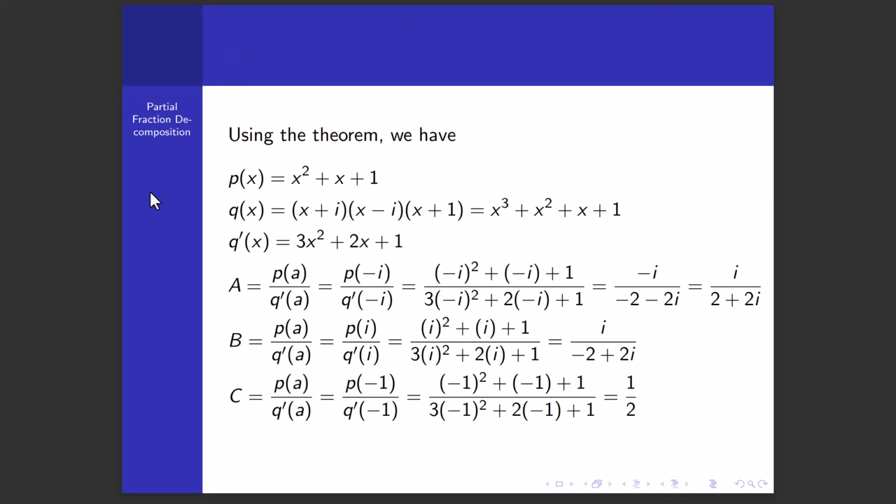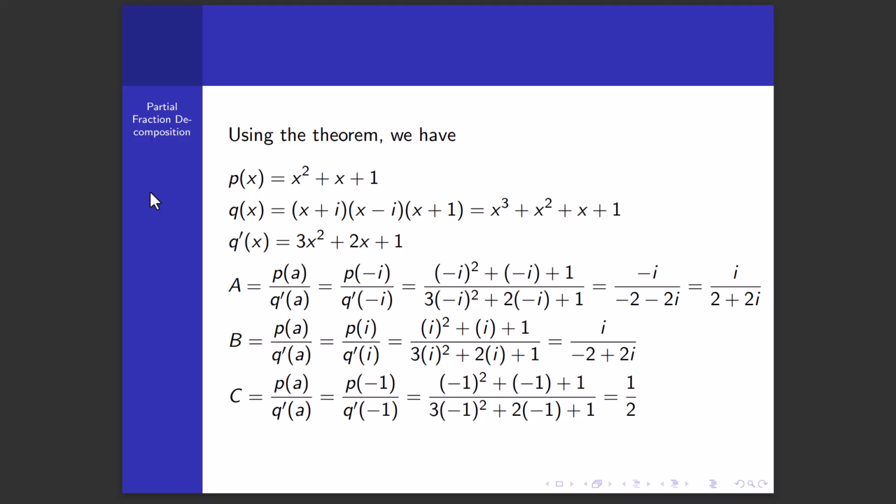So using the theorem, we have p of x is going to be equal to x squared plus x plus 1. That's our numerator. Q of x happens to be x cubed plus x squared plus x plus 1 after you expand all the factors out. So we're going to take the derivative of that. Taking the derivative of q gives me 3x squared plus 2x plus 1. Now we have our pieces.